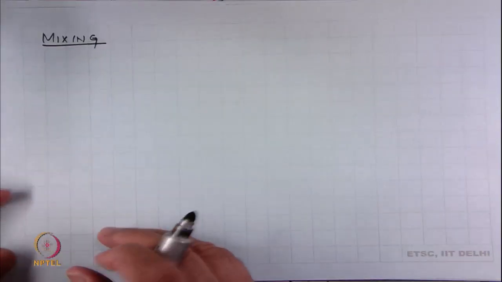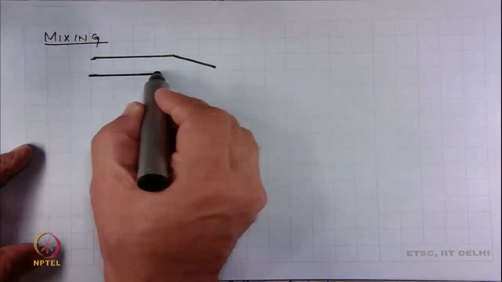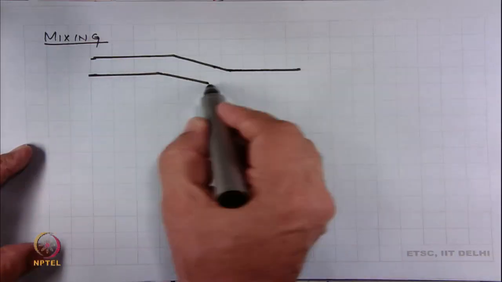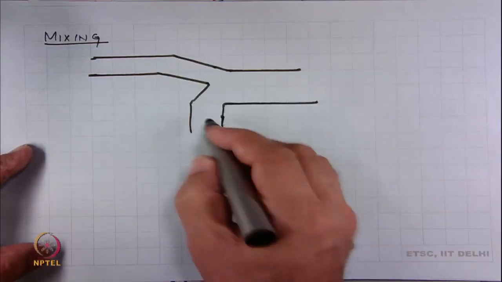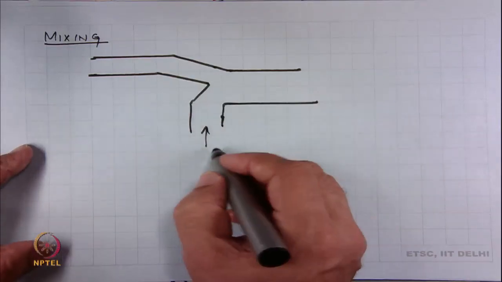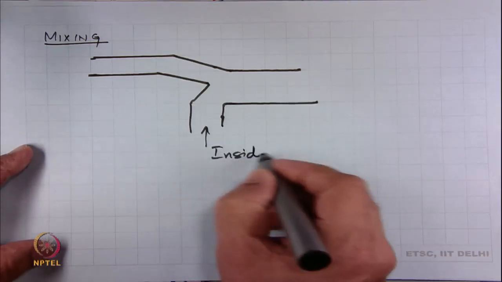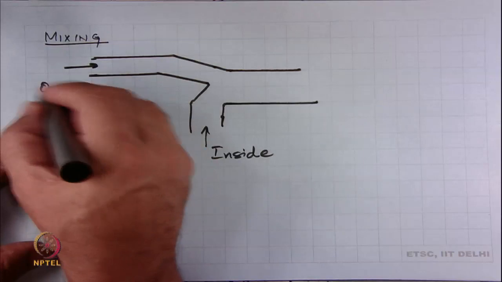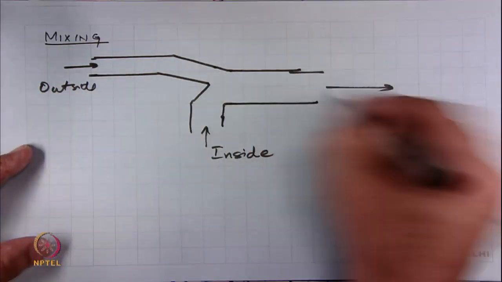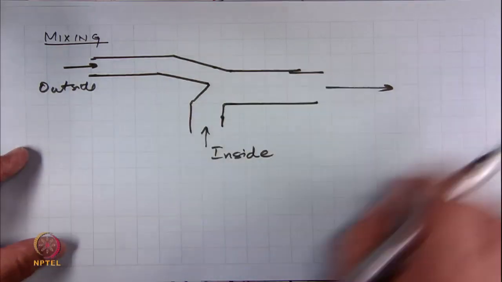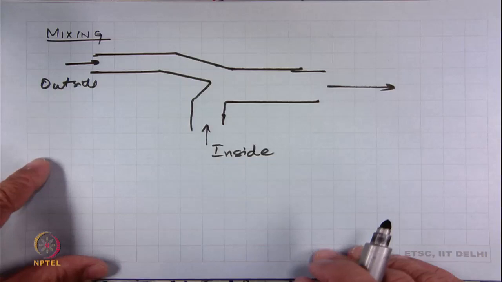Another application of this is where you have two streams of air of different conditions mixing together, and this is what typically happens in air conditioning systems. We take some air from inside the air conditioned space and some from outside, and we mix the two, and then we do the further cooling of this. That way we are replenishing the oxygen and removing the carbon dioxide from the air where people are.